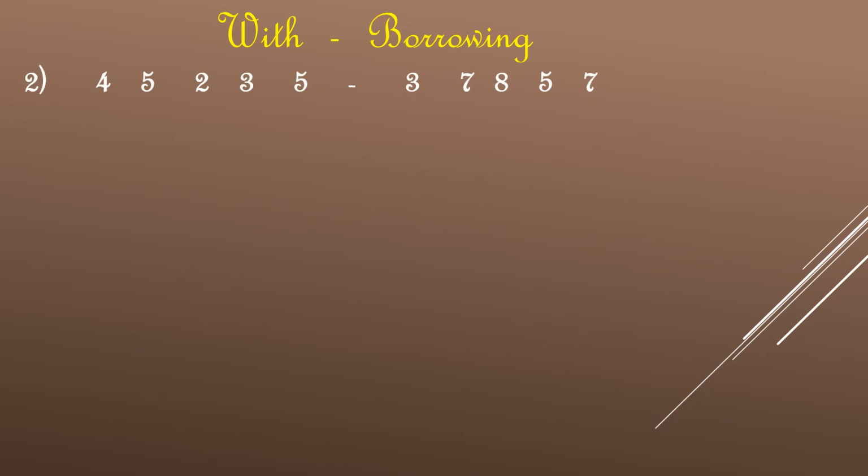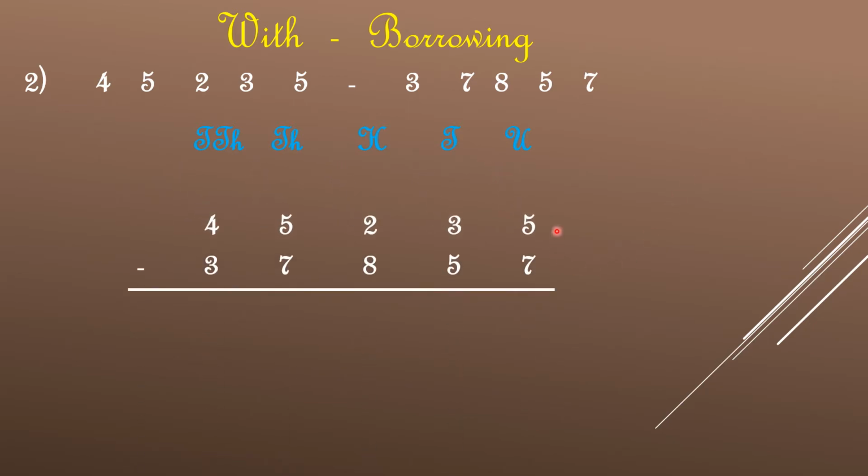Here is my sum: 45,235 minus 37,857. A 5-digit number, so I am placing the 5 place values, the first number and then the second. Now remember what I told you about the rule, children. Now here 5 is smaller than 7. If 7 is bigger, you cannot subtract 7 from a smaller number, that is 5. So you have to borrow.